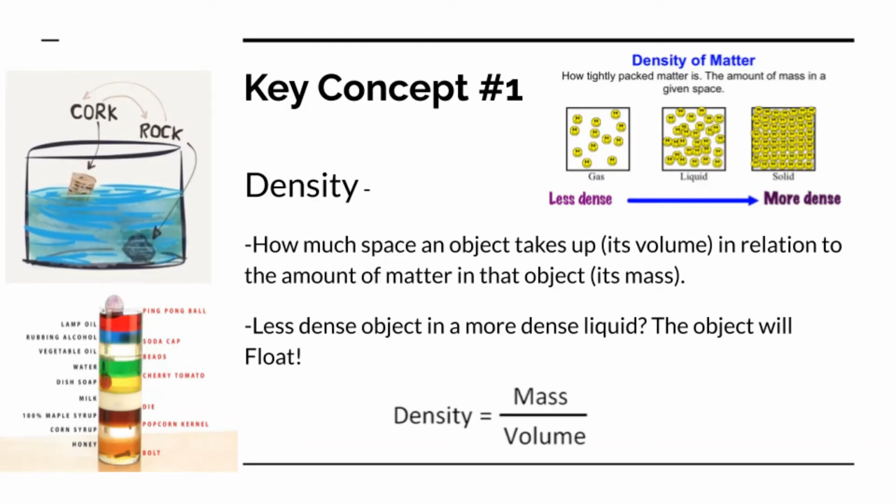Hey, what's going on everyone? Today we're going to have a little crash course about density. All density is, is how much space an object takes up, its volume, in relation to the amount of matter in that object, its mass. And density has a pretty simple equation. All it is, is mass divided by volume.